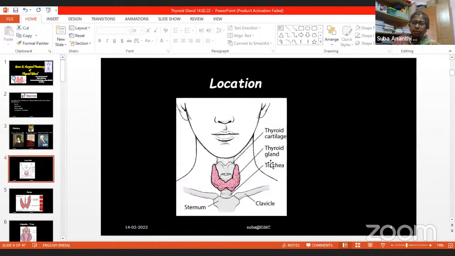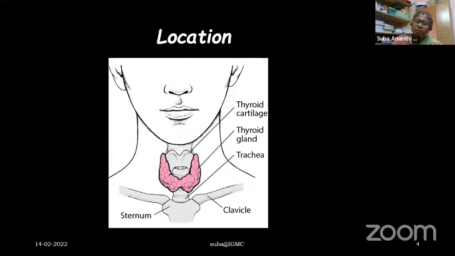So thyroid gland, as already said by Dr. Lavanya, is situated in the lower part of the neck, one of the midline structures on either side of the trachea. It weighs around 20 to 25 grams. It's a brownish gland. It's a highly vascular endocrine gland. It's firm in consistency.